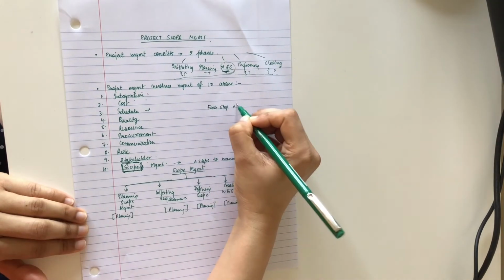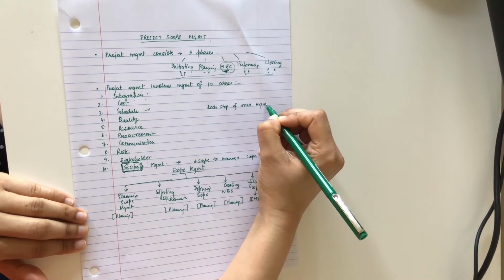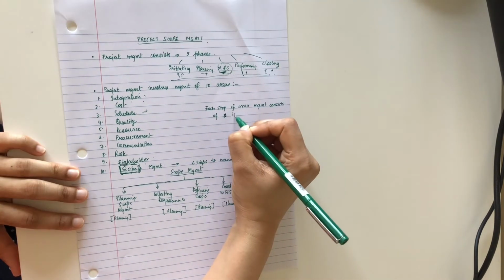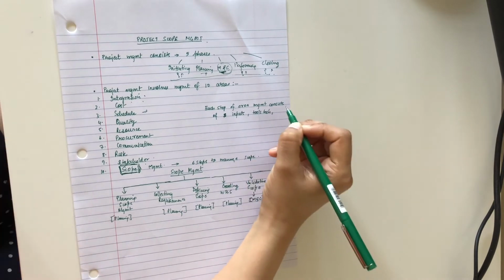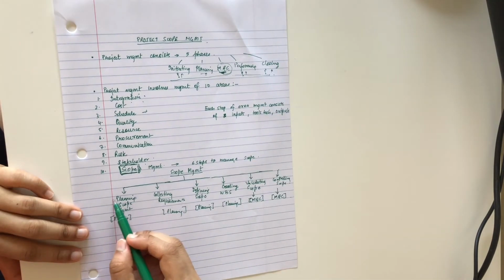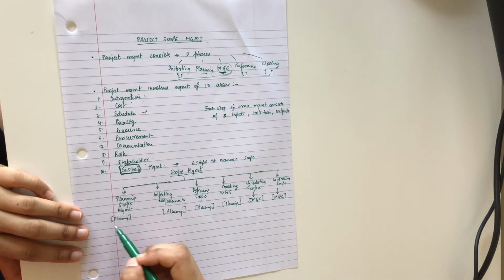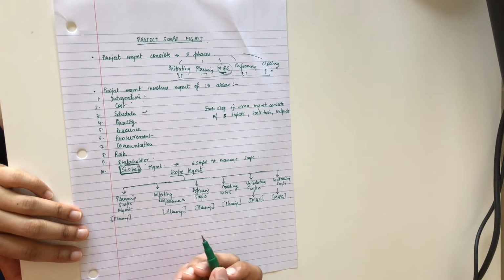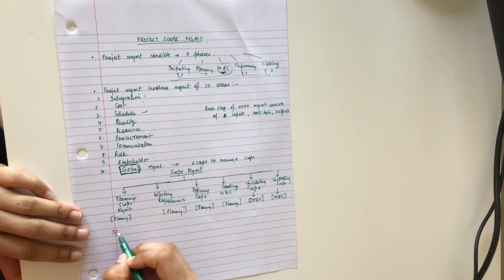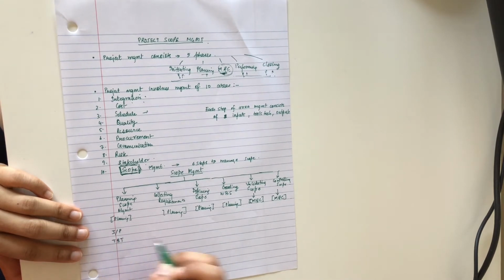Each step of area management consists of inputs, tools and techniques, and outputs. Say for instance, we are planning scope management. How do we plan it? We need some inputs, right, on the basis of which we can do the planning. Then we also need some tools and techniques, like what will be our way of doing it.